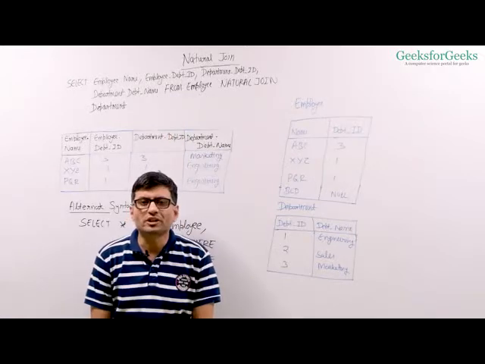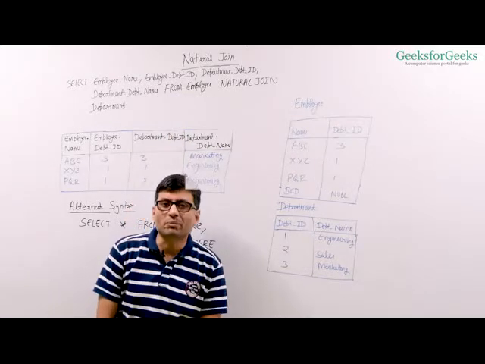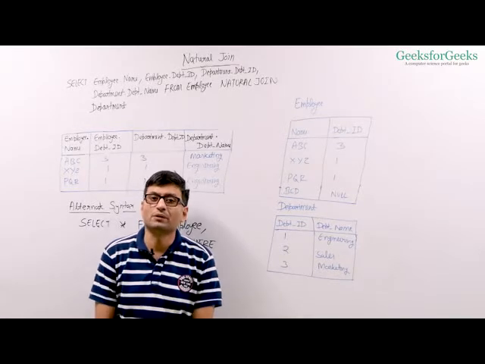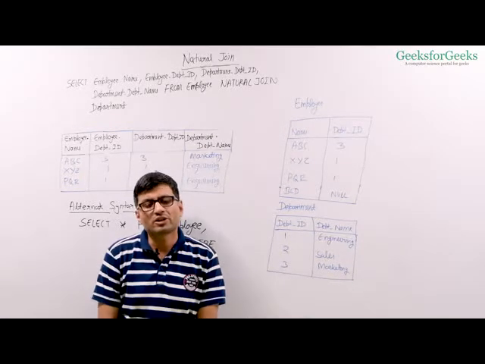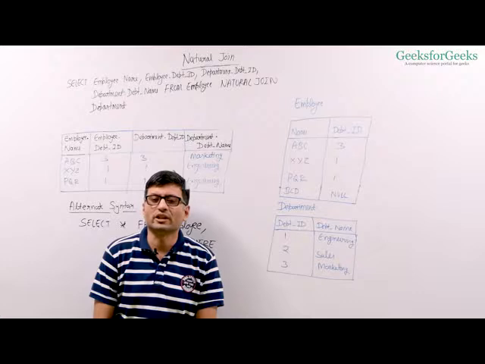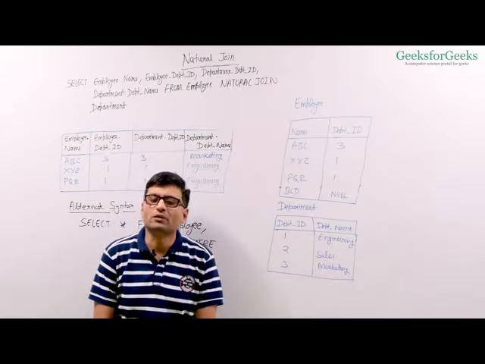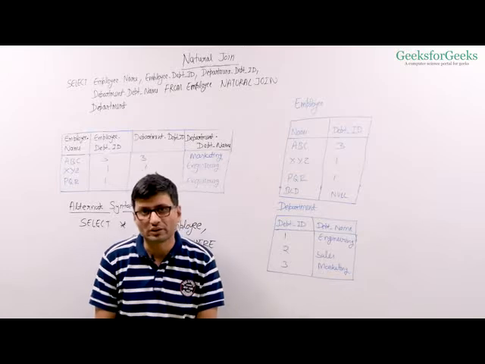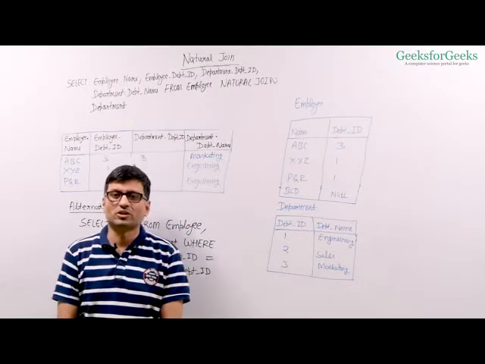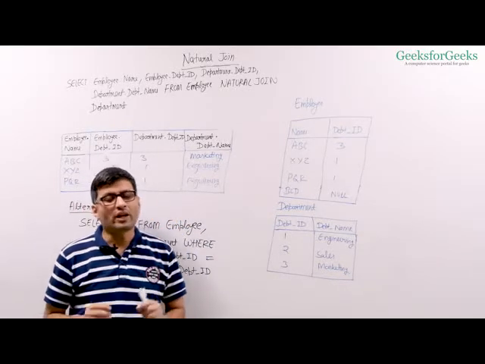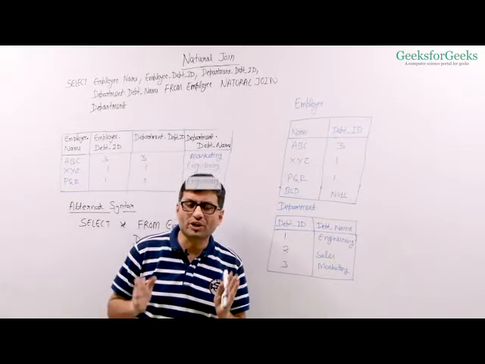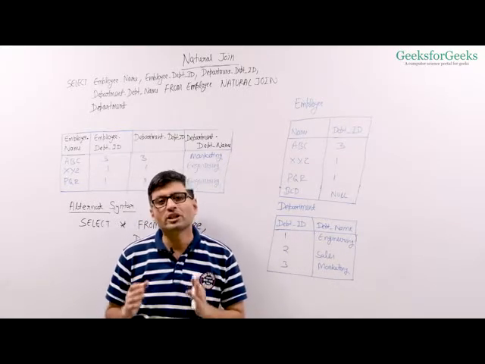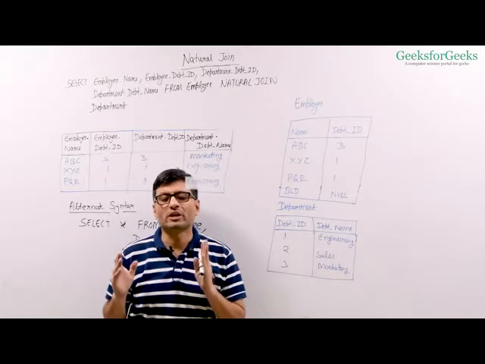The next join is natural join. Please remember, equi-join is a special case of inner join and natural join is a special case of equi-join. Therefore, natural join is also a special case of inner join. What do we mean by natural join? Natural join happens in 2 tables when they have one or more same column names for some attributes.